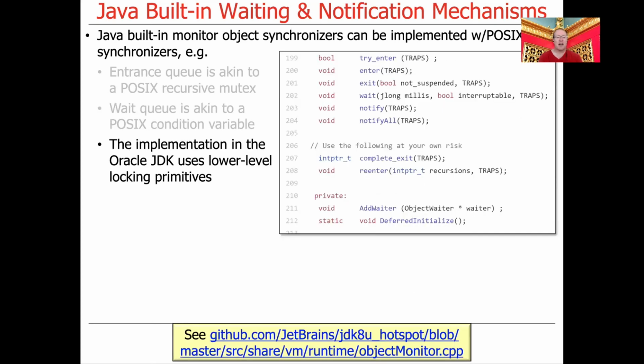The implementation in Oracle's JDK uses low-level locking primitives. If you take a look, you can actually find the source code for all of this stuff. If you want to see how it's implemented, you can take a look and see how it works under the hood. But these are basically the methods that are used. There are different ways to do this, and some work one way, some work another, but they're all basically variants of the same implementation pattern.